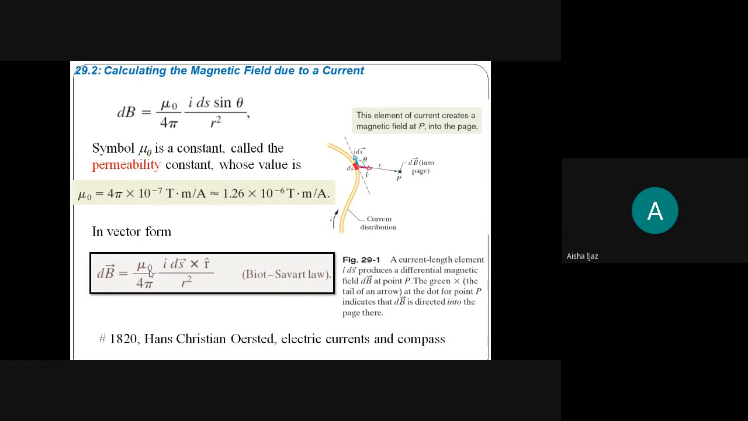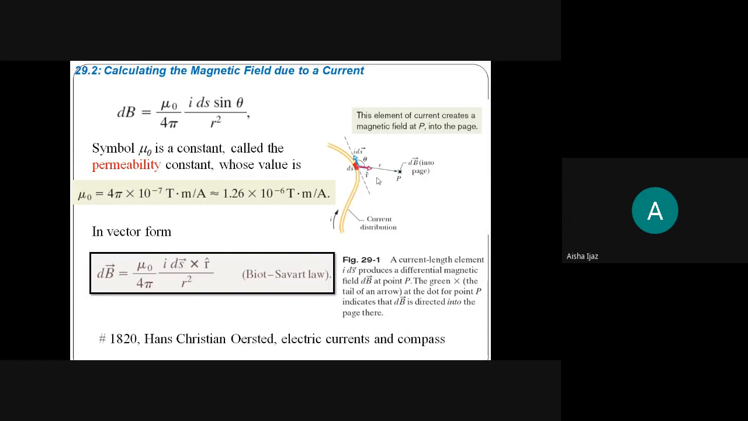So here it is written mu naught over 4 pi. This is the differential B of this patch: I ds cross R unit vector over R squared. I is the current, ds is the length element, sometimes we can write it as dl. Cross is the cross product, and R unit vector. R is the distance of the point P with respect to the patch.